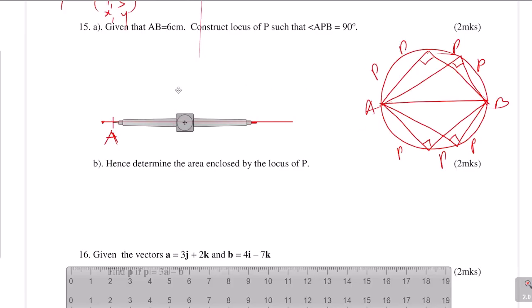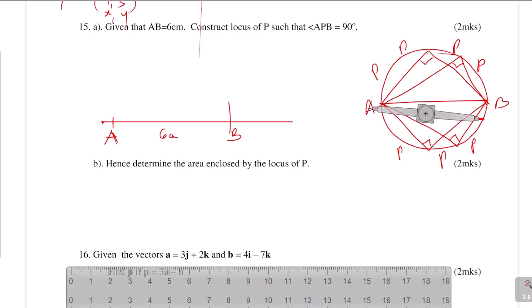So 6 centimeters. Taking a measurement of 6 centimeters. So 6 centimeters is there. That is B, 6 centimeters.